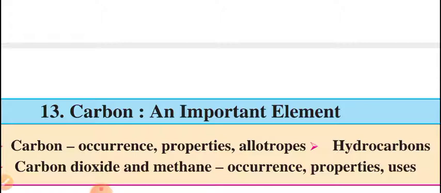It's a very important element. So, Chapter 13, an important element, carbon, that we have to discuss in this chapter. We are going to discuss the topics: carbon, its occurrence, properties, allotropes, hydrocarbons, carbon dioxide and methane, their occurrence, properties and uses.